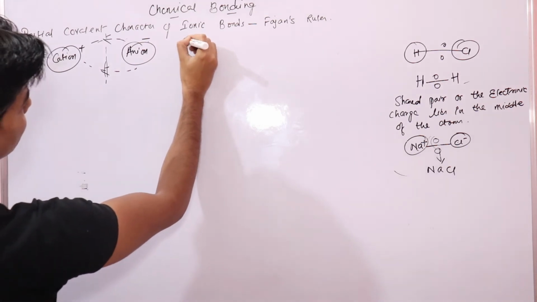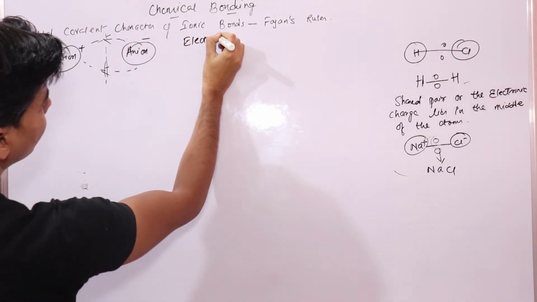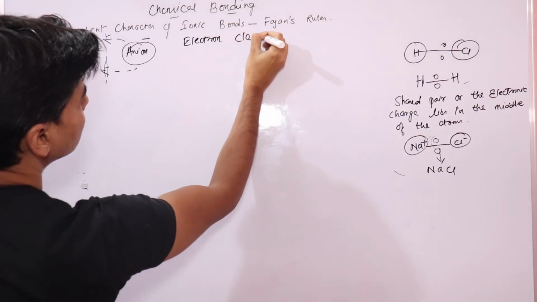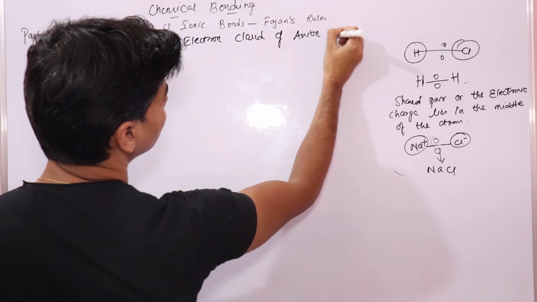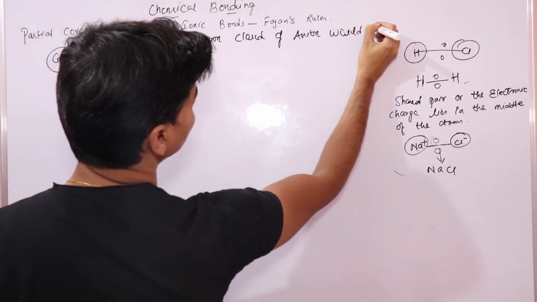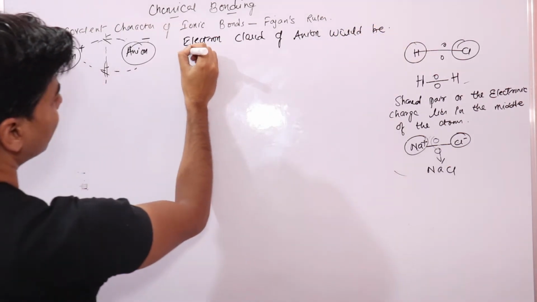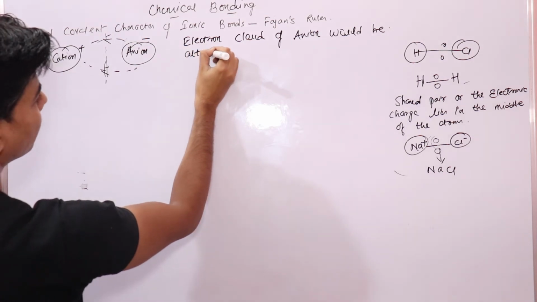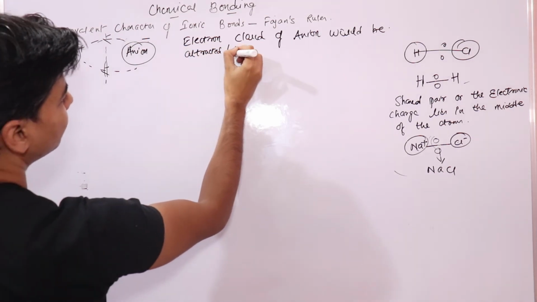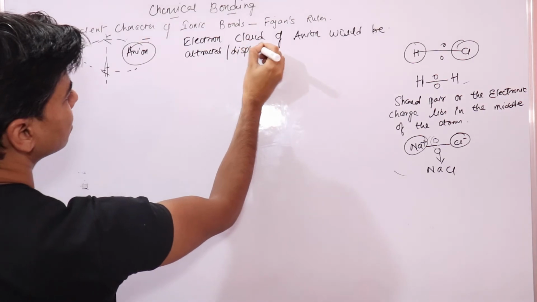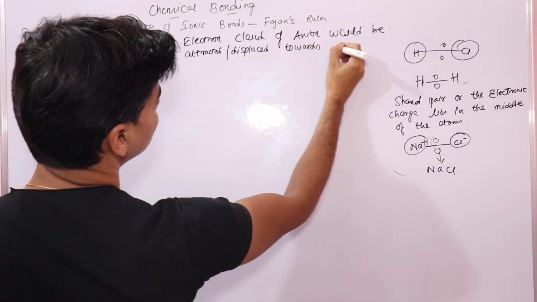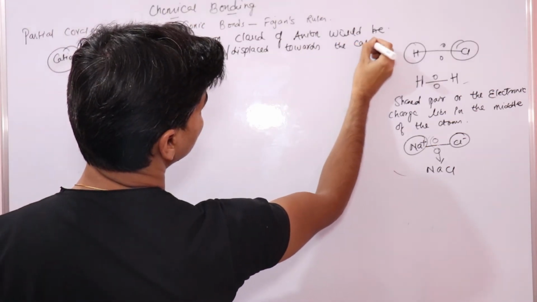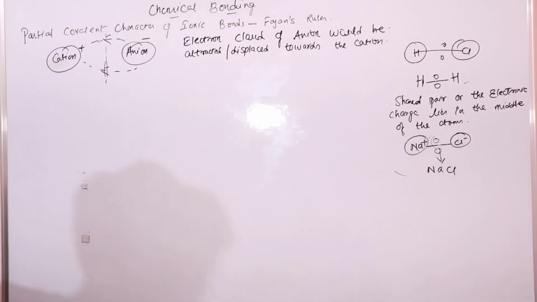I'll just mention one thing here, that the electron cloud of the anion would be attracted, or we can also say displaced, towards the cation.